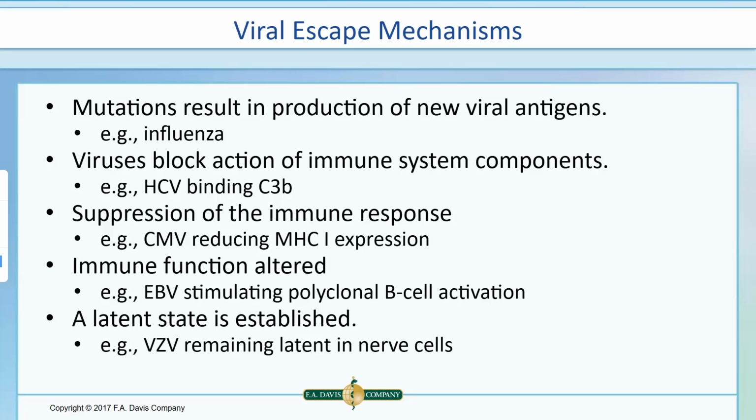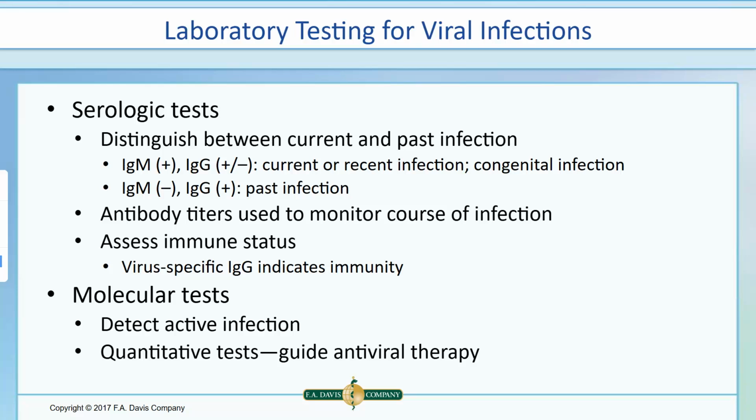Immune function altered. So Epstein-Barr virus stimulates polyclonal B cell activation, and a latent state is established. Varicella-zoster virus remains latent in nerve cells. And those are all just examples of how the virus can hide inside of your body.